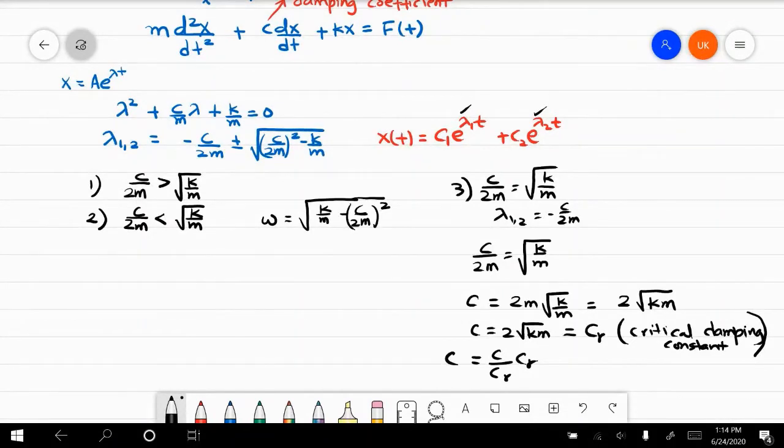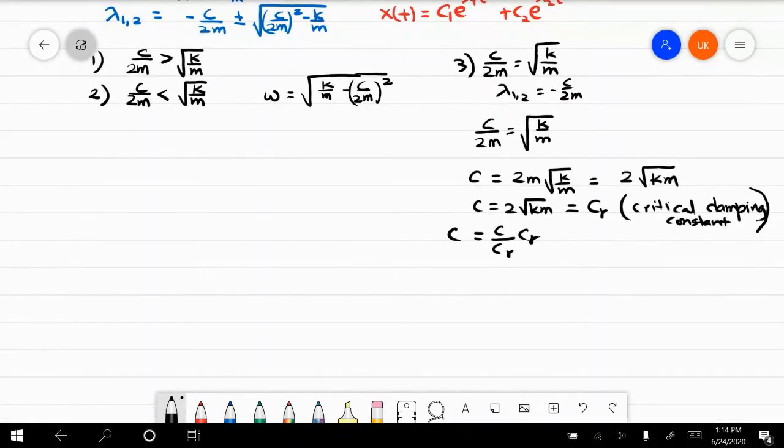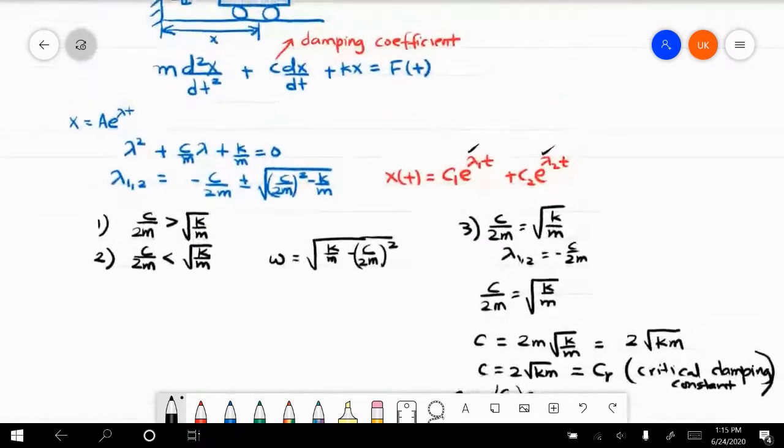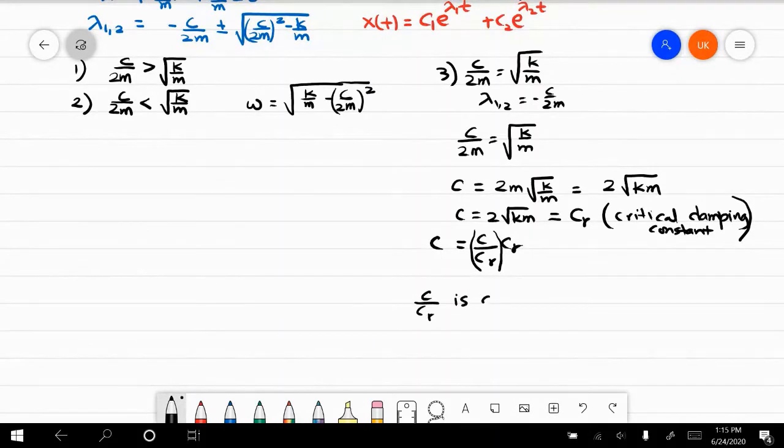The reason why we are doing this will become clear in a little bit. But first, let's just recognize that we can do this. We can write C equals C divided by CR times CR. CR will cancel, and C will be equal to C. And this ratio of the damping constant, or damping coefficient, to the critical damping constant, or critical damping coefficient, is known as the damping ratio. So C over CR is called the damping ratio.